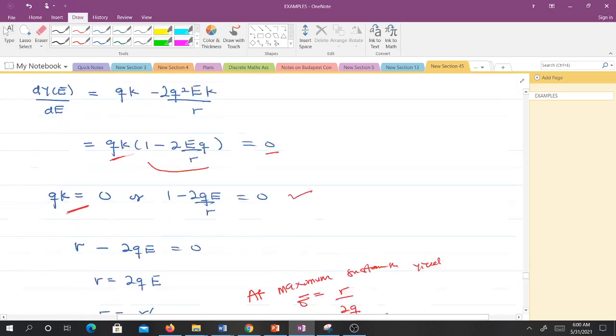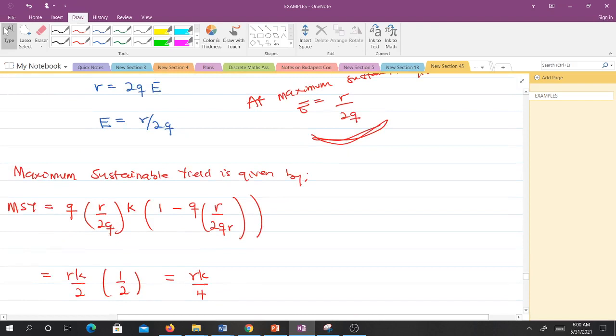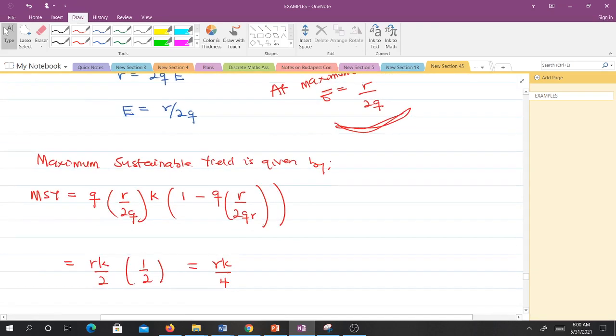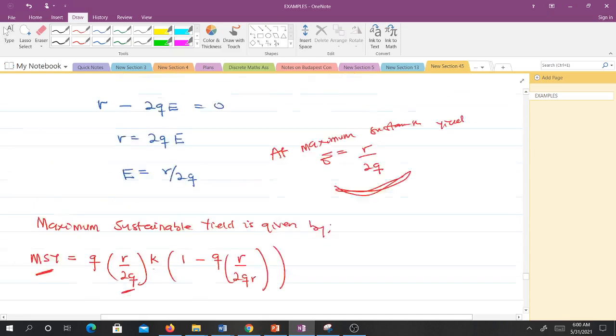That's going to give us the maximum sustainable yield. The maximum sustainable yield will be equal to K times E, but now E is given by R over 2Q. Then we have our K times 1 minus K over, so we have our E. We just make substitution into this relation as I said.